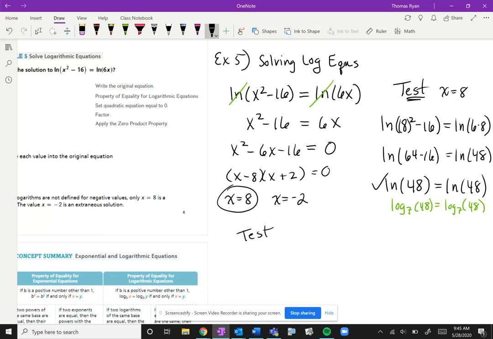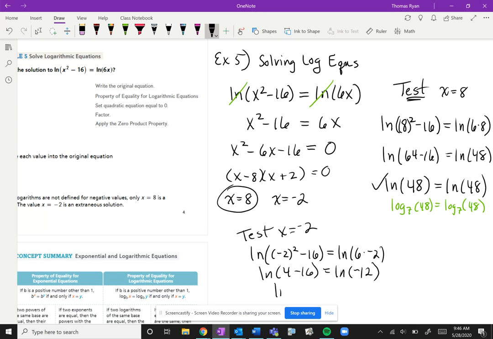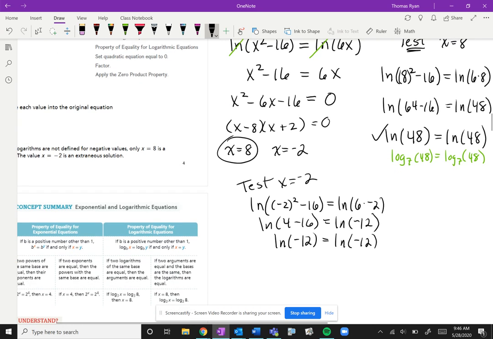And let me just drop down here. So now we're going to test negative 2. So we'll do ln of, make sure you're putting this negative 2 in parentheses, minus 16 equals ln of 6 times negative 2. So we get the ln of 4 minus 16 equals the ln of negative 12. And sure enough, ln of negative 12 equals the ln of negative 12. Good, yes, awesome, not so fast.